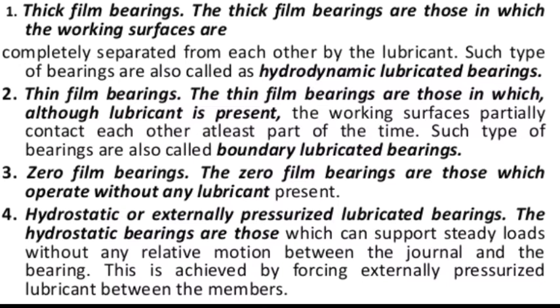And fourth one is the hydrostatic or externally pressurized lubricated bearings. The hydrostatic bearings are those which can support steady loads without any relative motion between the journal and the bearings. These types of bearings are called hydrostatic or externally pressurized lubricated bearings. So this is about the classification of bearings based on the thickness of the lubricant.